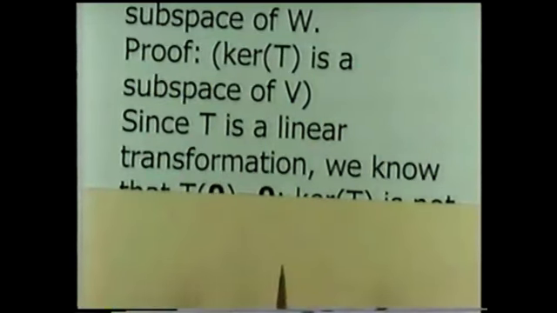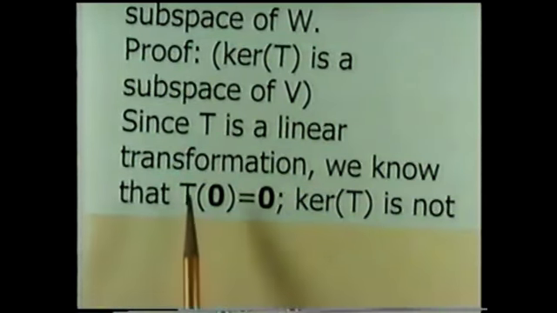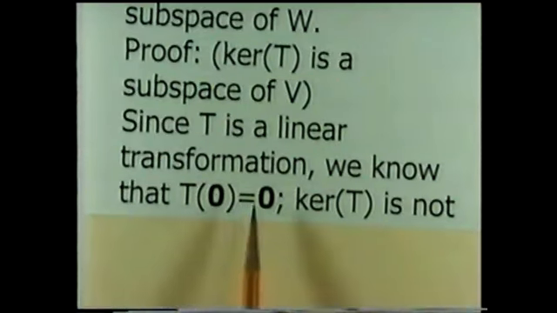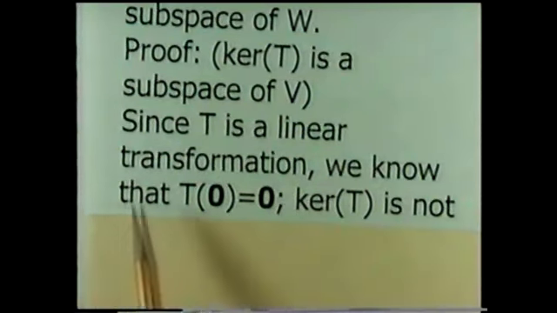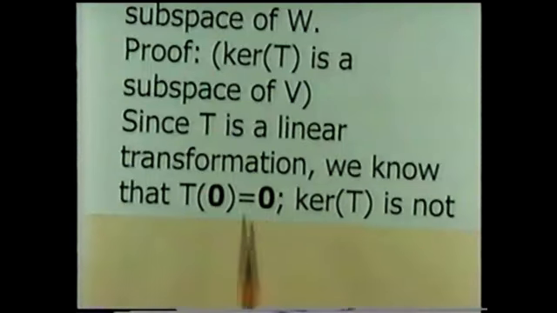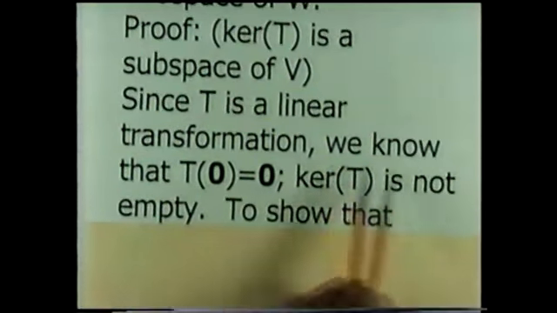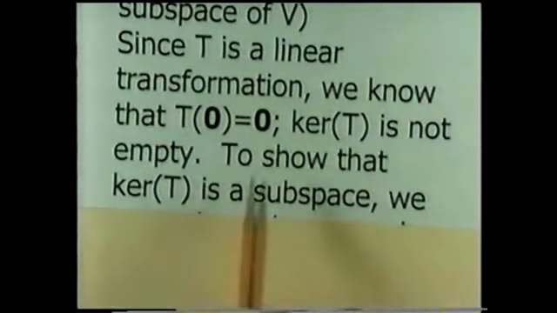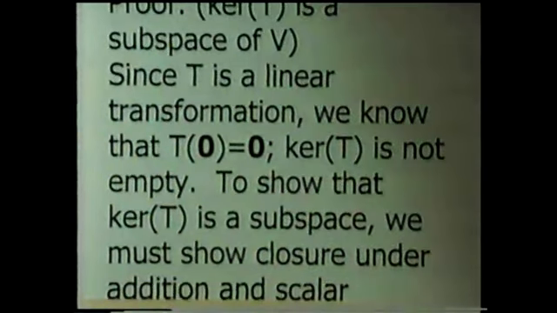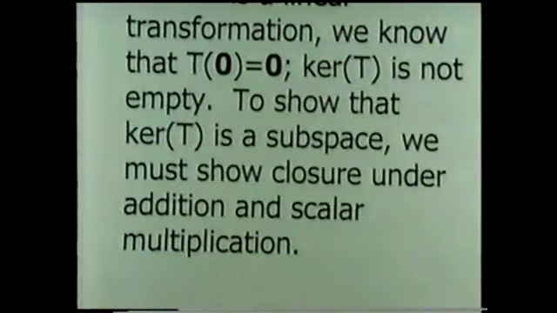Since T is a linear transformation, we know that T of 0 is 0. So T maps 0 into 0. Therefore, there is at least one element. So 0 is in the kernel, or the kernel of T is not empty. To show that the kernel of T is a subspace, we must show closure under addition and scalar multiplication.